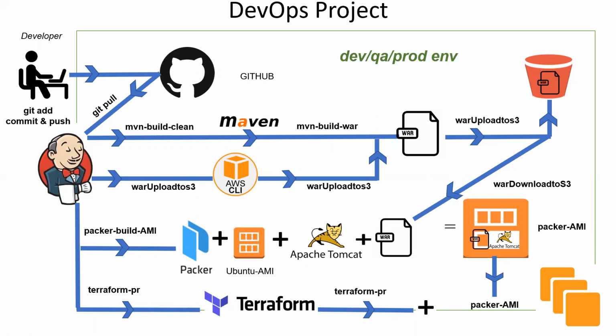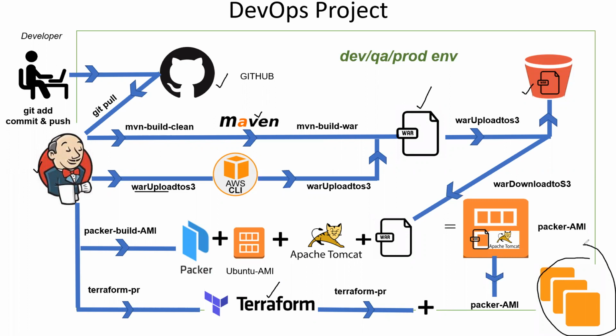Okay, so participants, where are we right now? We are at a stage where we have our code hosted in GitHub. We have our Jenkins running on an AWS EC2 instance. Jenkins is capable of pulling the code and building it with the build tool Maven, generating the artifact. We are able to upload the artifact file into S3. And we have now been successful in using Terraform to provision our instances.